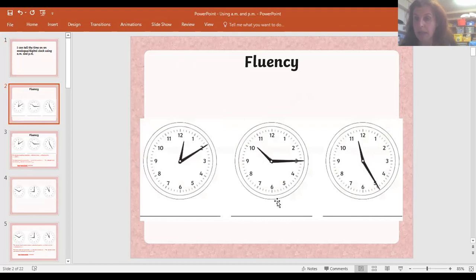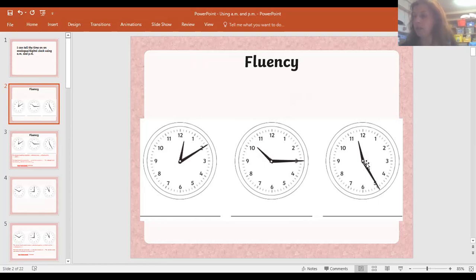Let's look at the next one. Have a go at this one now. Pause if you need to. You can see that the hour hand has gone past the 10 o'clock. And the minute hand has gone 5, 10, 15 minutes past the 10. So it's 10:15. Now have a look at the next one. You can see that the hour hand has gone past the 11 o'clock. And it's 5, 10, 15, 20, 25 minutes past 11.